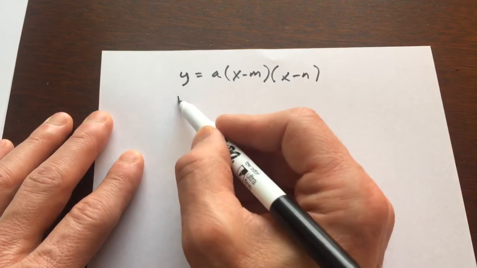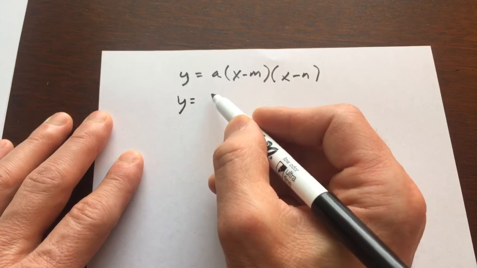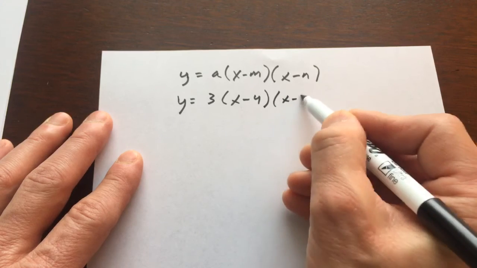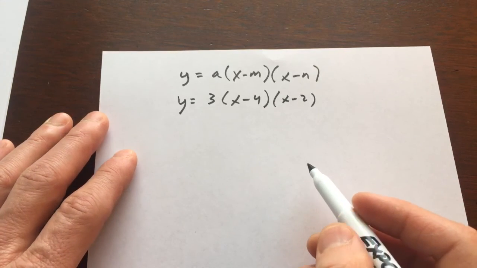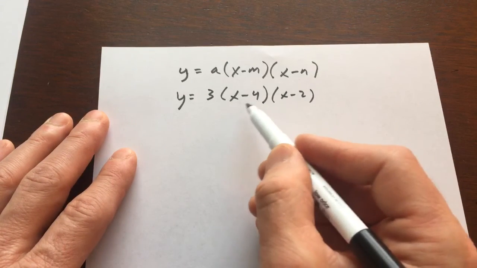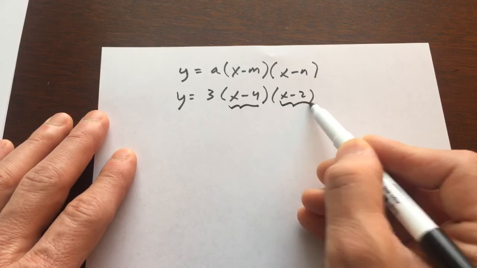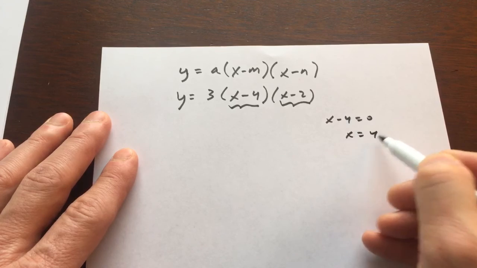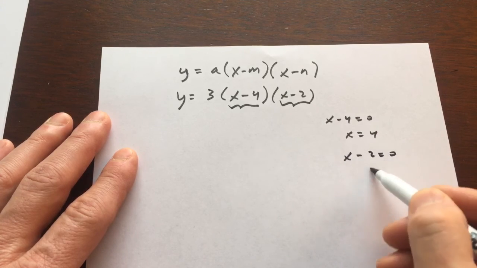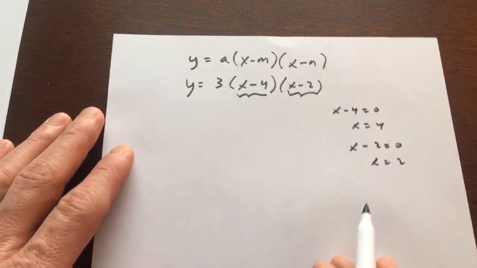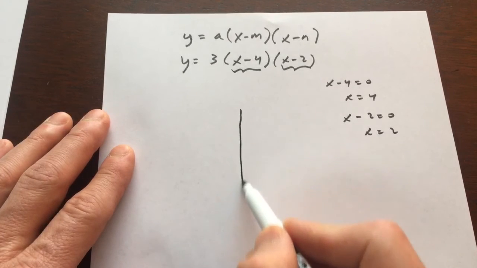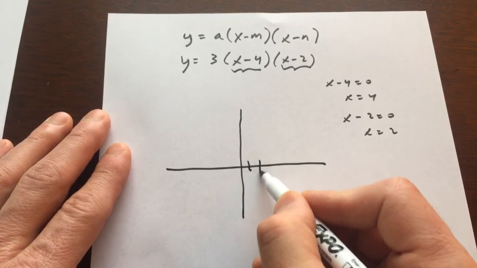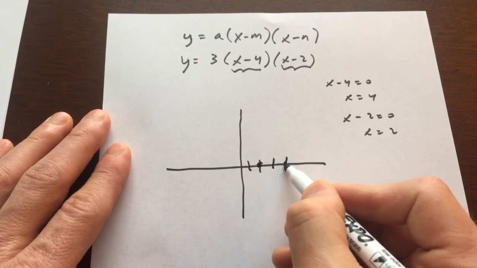And so what you do is, I'll give you an example. Say for example they gave us a problem like y equals 3 times x minus 4 times x minus 2. Well, what you can do is set these factors, these groups, equal to 0, right? And if you do that, what do you get? You get x equals 4, and you get x equals 2. And so from there you would plot those x-intercepts. That's going to be at positive 2 and positive 4.